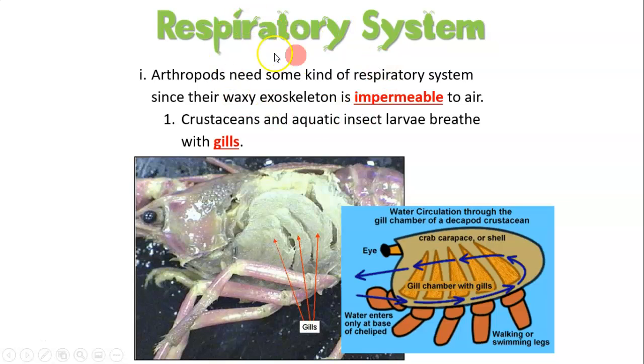Now, the exception to this respiratory system is any kind of arthropod that lives in the water, like crustaceans and aquatic insects or aquatic larvae. They breathe with gills, just like fish do.